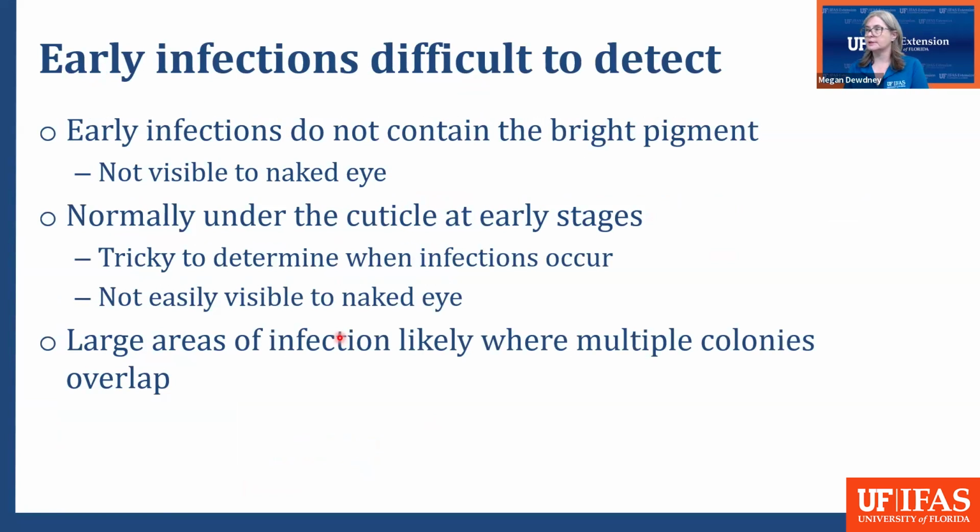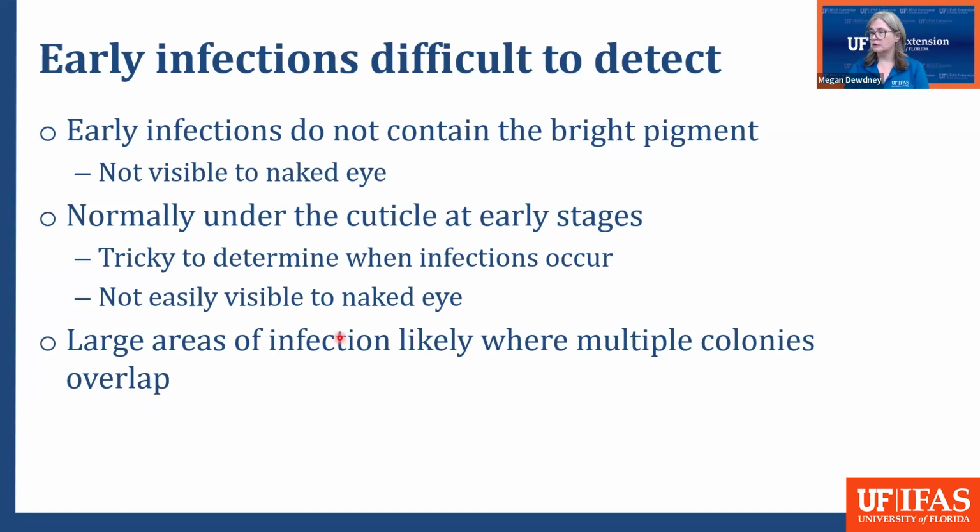So early infections with this disease are difficult to detect. They look a lot like those lichens that we have everywhere on our trees anyway. And they don't contain that bright red pigment, so it's not easily visible to the naked eye. I know that I struggle sometimes going, is that lichen? Is that algal spot, when it's not sporulating with its red color? It's normally also under the cuticle at those early stages, so it's really tricky to determine when infections occur, especially since it's not visible to the naked eye. So you'd have to look at it with a microscope or something like that.